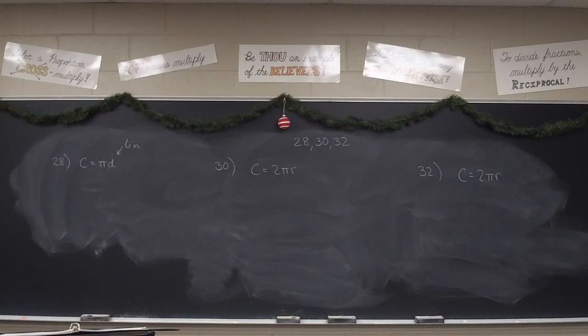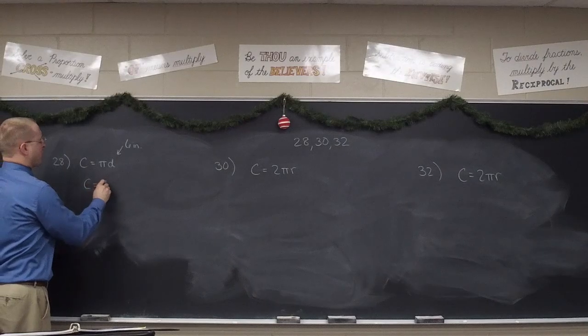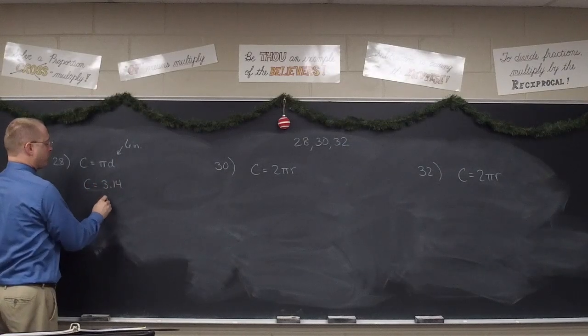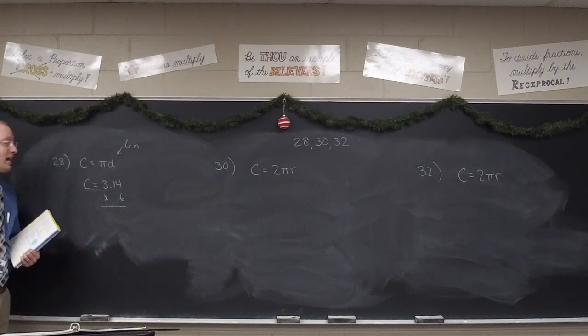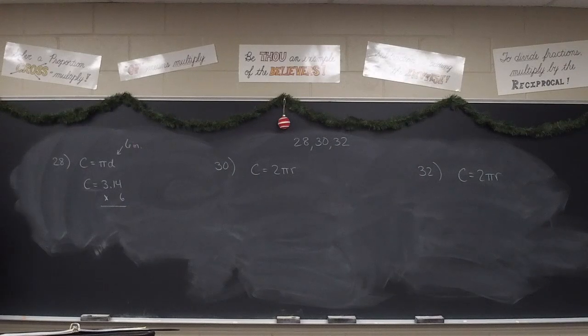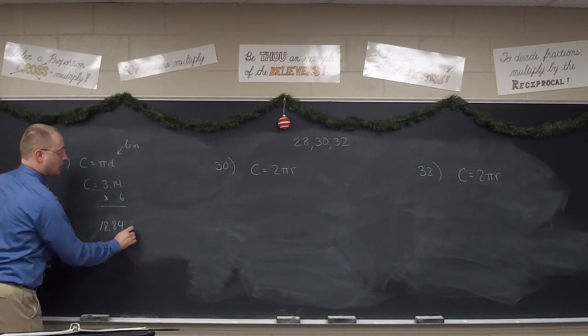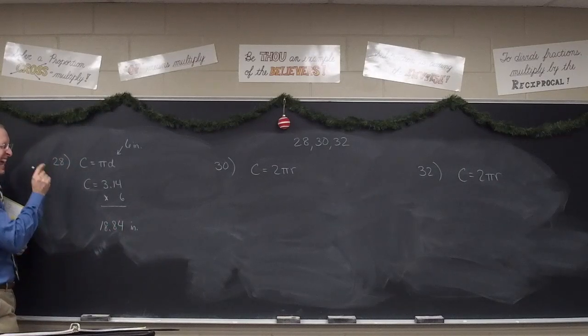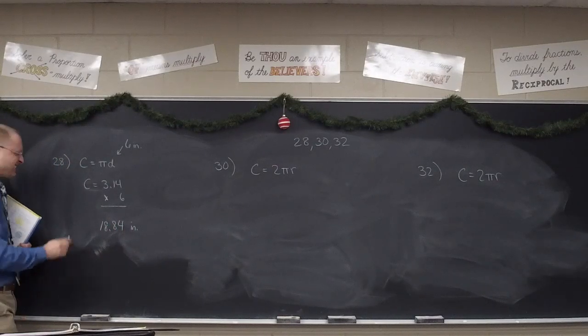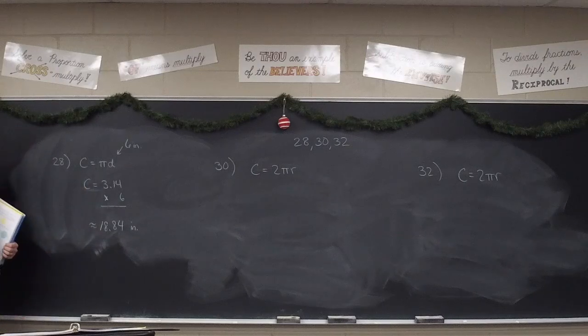Pencils down. Number 28 gives us a diameter of 6 inches. So C equals pi d. How many recognize? You needed to use that. What pi value should we use, class? 3.14. Yeah, no reason not to use just 3.14. Multiply that by the 6. What did you get on number 28, Kirsten? 18.84 inches. And one more little thing. Is it actually 18.84? Approximately. It's approximately 18.84 inches. How many had that for number 28?